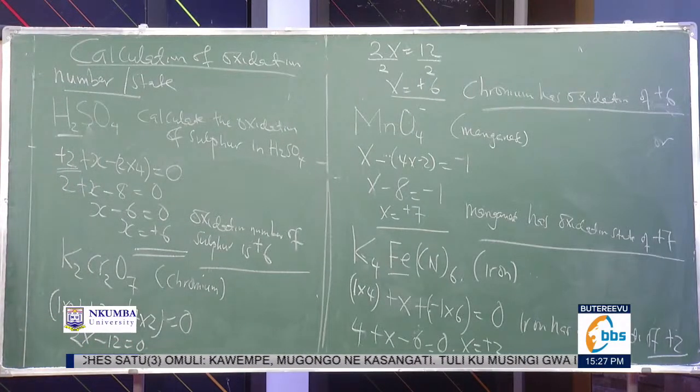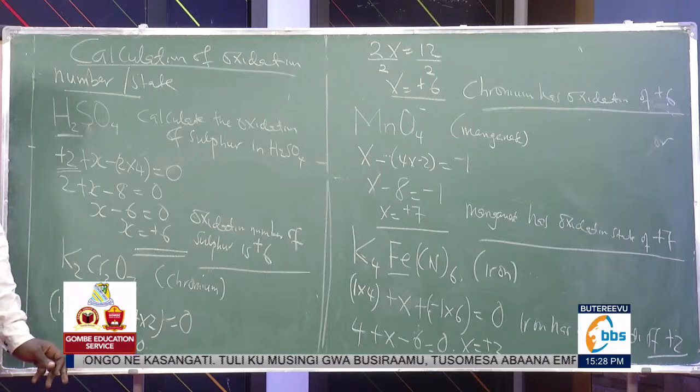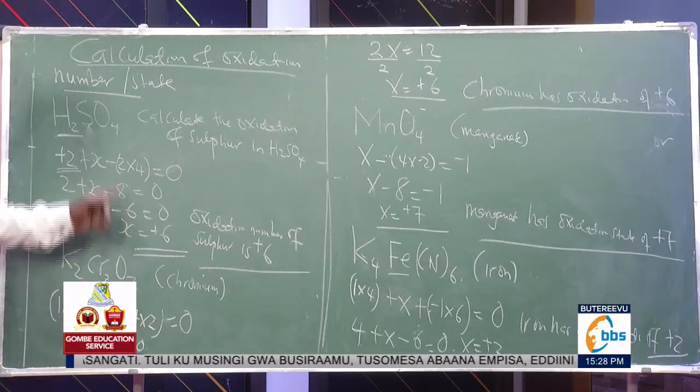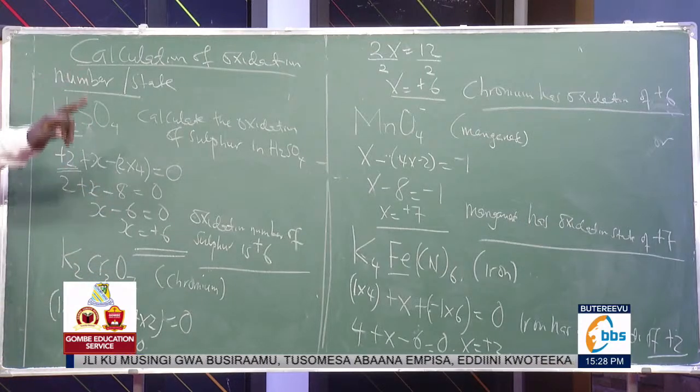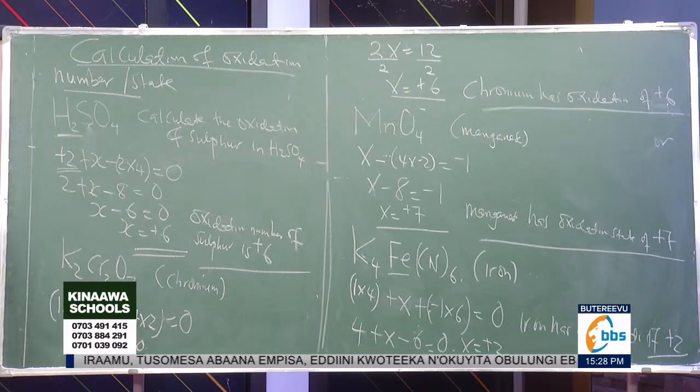That's how we calculate oxidation number. I think that example, do I read another example? This is 1, 2, 3, 4. I think those are enough examples. Good.